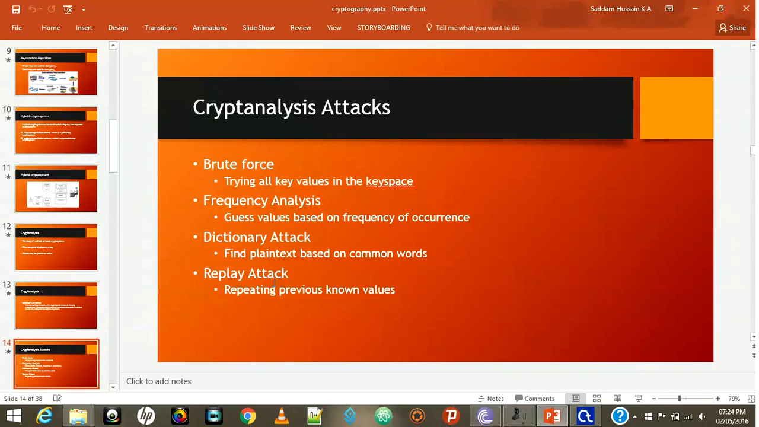In English we use common words; I and E will be there, and A will be there in almost all the words. So we'll find the plain text based on some common words. Okay, then we have the replay attack. Replay attack is nothing but repeating the previous known values. Previous known values will be there, and by repeating them we get the original message.